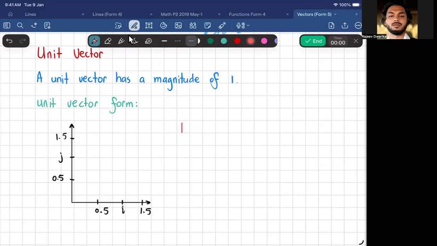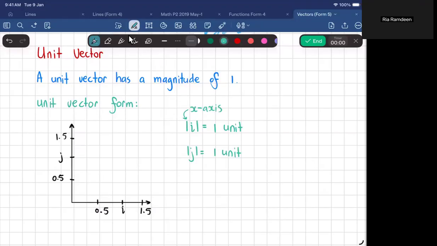All right. So in the unit vector form, I'm going to use i and j. You'll see that frequently. What does that mean? So the magnitude of i is simply 1 unit, and the magnitude of j is just 1 unit. Now, if you see i, just know that you're moving along the x-axis, and if you see j, that means you're moving along the y-axis. So i corresponds to a movement on the x-axis, and j corresponds to a movement on the y-axis.